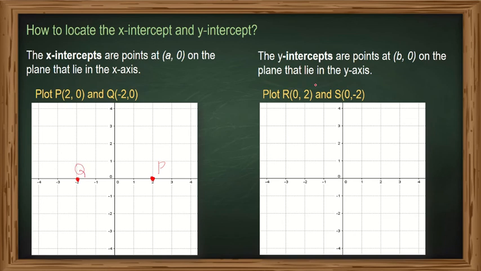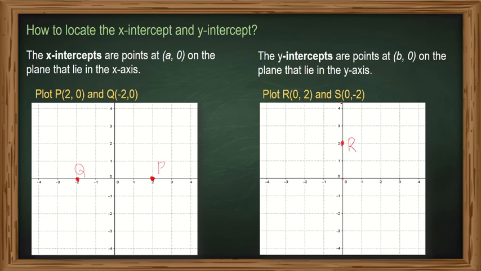Okay. The y-intercepts. These are points that lie on the y-axis with coordinates (0, b), and b could be any real number. So let's plot points R and S. So we have our x. Locate the x-coordinate first. That is 0. Okay. Then, our y is positive 2. So we're going to move 2 units up. So we have 1, 2. So this is point R.